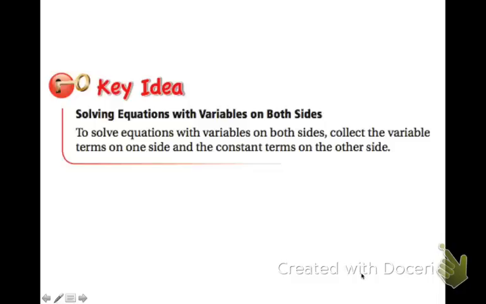The key idea is that to solve equations with variables on both sides, you want to collect the variable terms on one side and the constant terms on the other. Use the addition and subtraction properties of equality to do this.